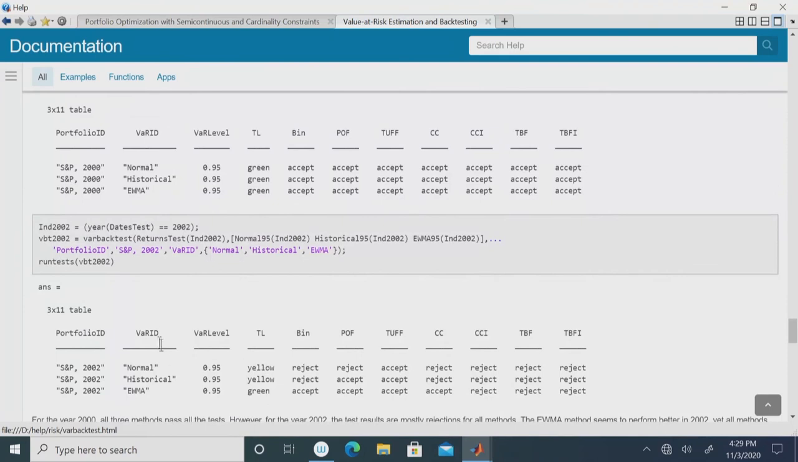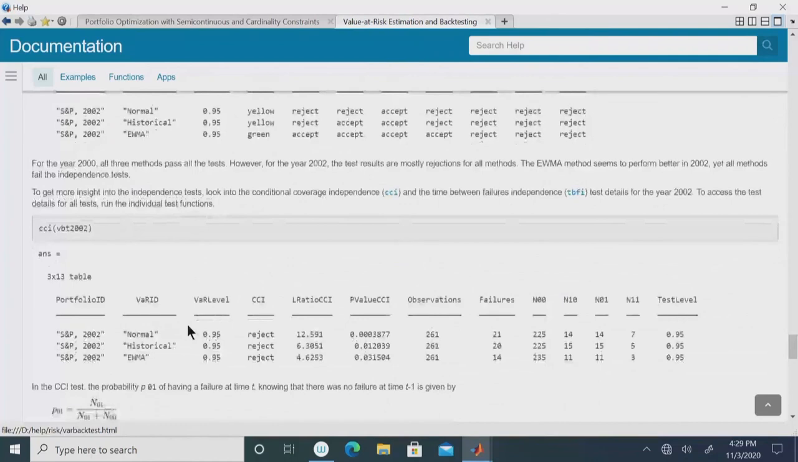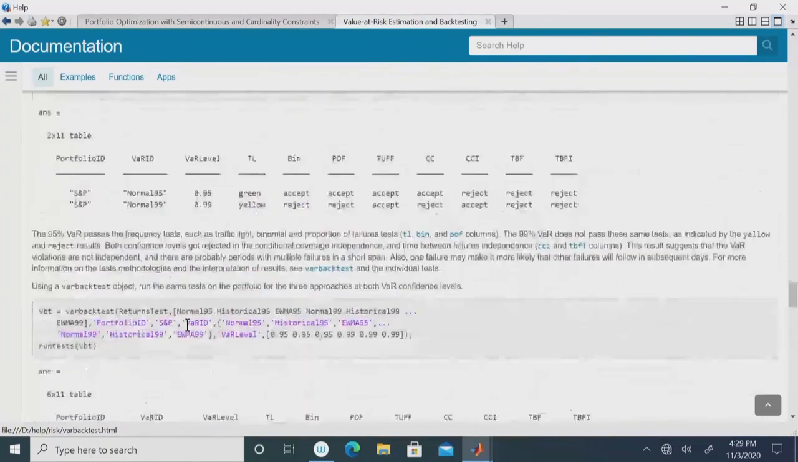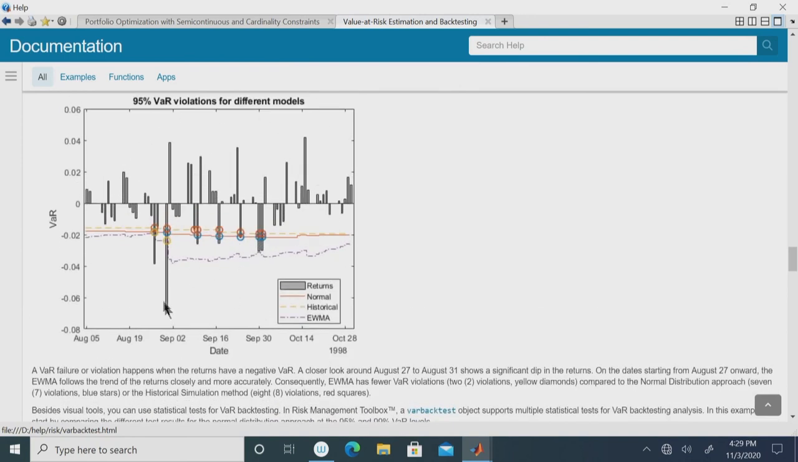So these are different variations of how the testing can be done, but at the end of the day they reiterate in detail how important it is to carry out backtesting. A model has relevance from a practical applicability point of view only if it has very, very few violations or failures, as was manifested in this main example that we considered, where the EWMA method showed the least amount of violations or failures observed during this period of time.